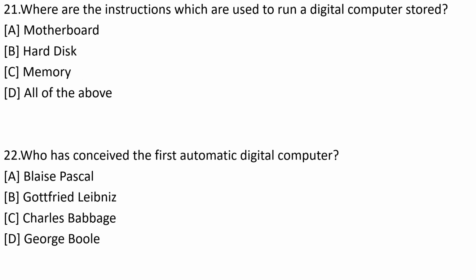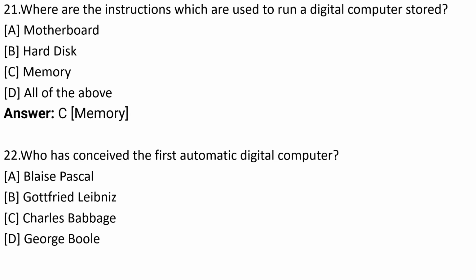Question number 21. Where are the instructions which are used to run a digital computer stored? Option A, motherboard. Option B, hard disk. Option C, memory. Option D, all of the above. And the answer is option C, memory.